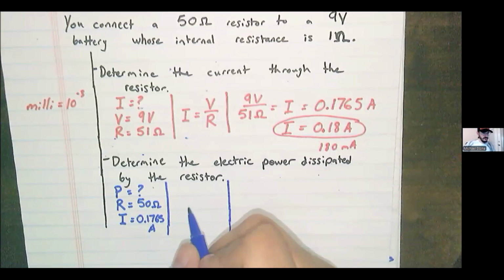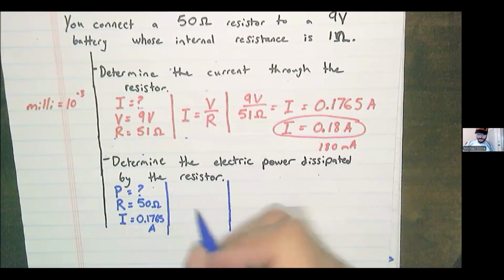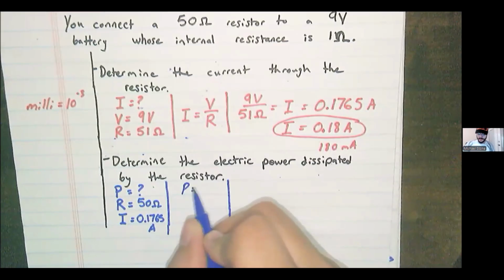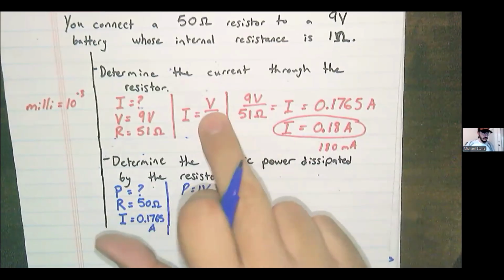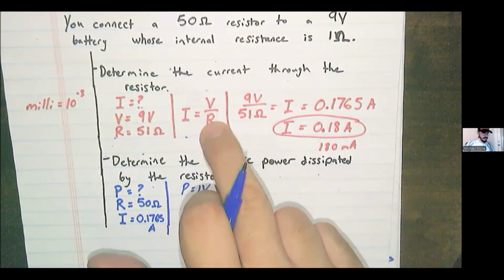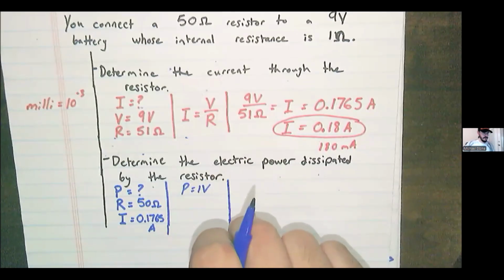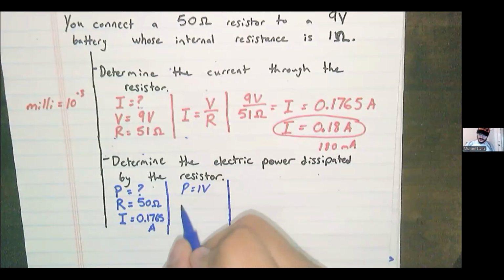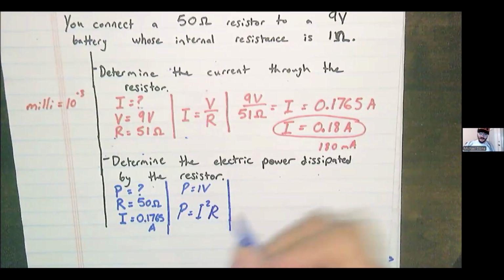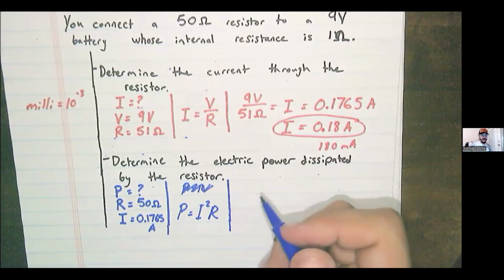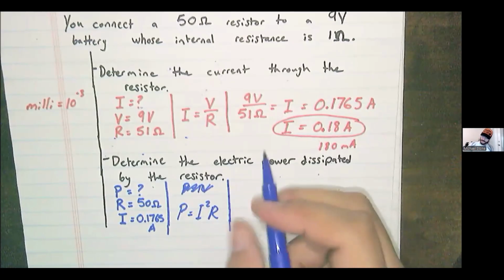So which one of our electric power derivations best jives with what we were asked for and what we were given? We know P = IV, and this would get rid of the voltage that we don't know if we screwed it around. So here, I squared times R is the one we want.